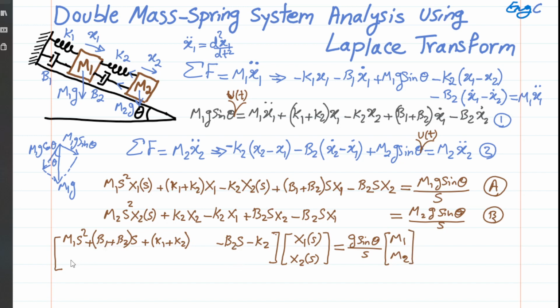And finally, for the second row in this matrix, as expected, it should be a symmetric one with respect to these entries. So it should be minus b2s x1 and then minus k2 x1. And this is the busy one, I mean, more involved than the first entry here. So it would be m2 s squared because of this one, times x2s, which is taking care of that side, and then we have plus b2s x2, and finally we have plus k2 x2.